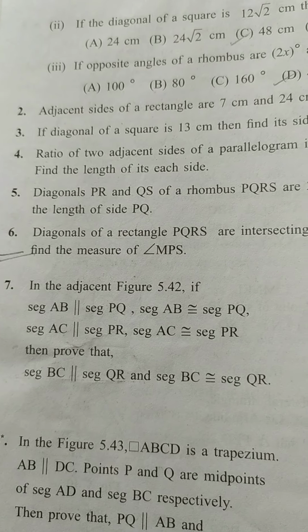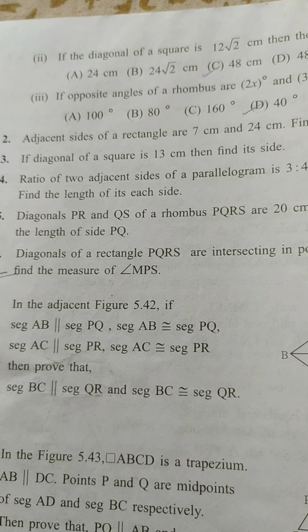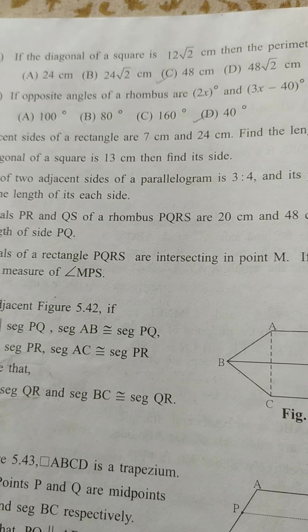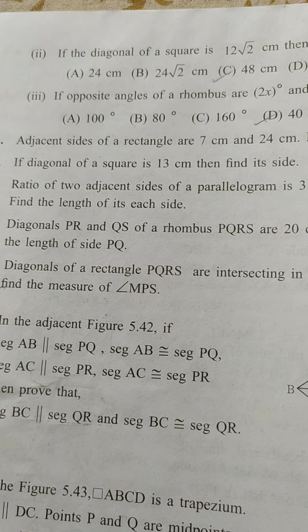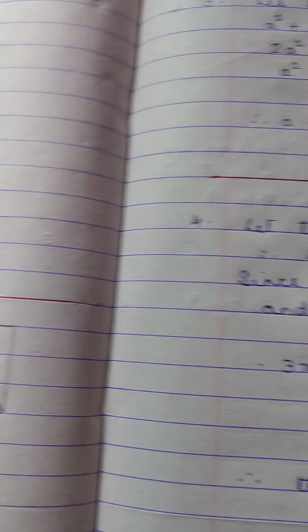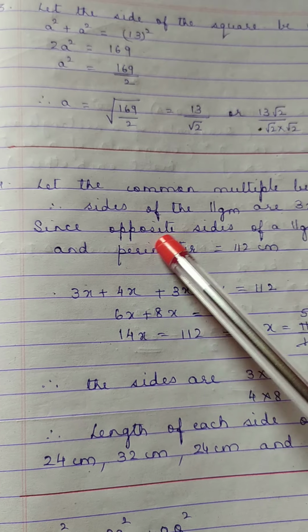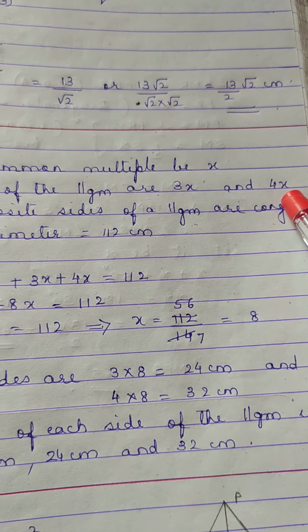Question number 4. Ratio of two adjacent sides of a parallelogram is 3:4 and its perimeter is 112. Find the length of each side. So since it is a ratio, let the common multiple be x. Therefore, the sides of the parallelogram are 3x and 4x.